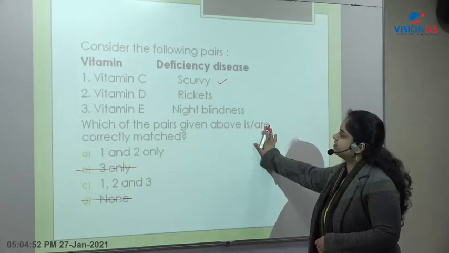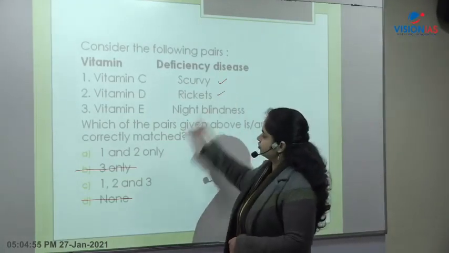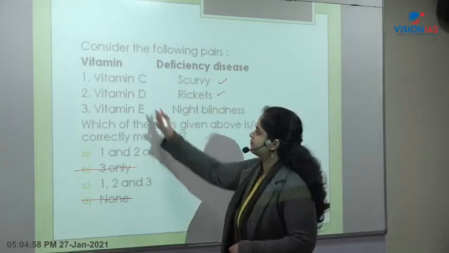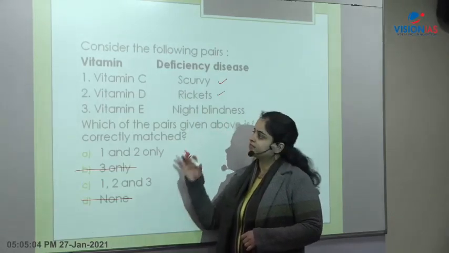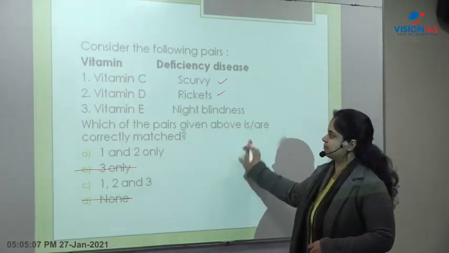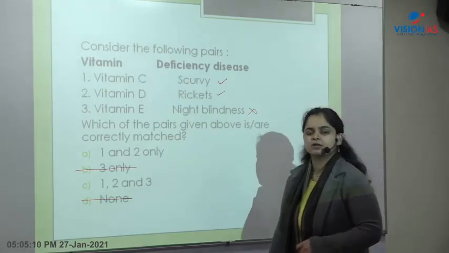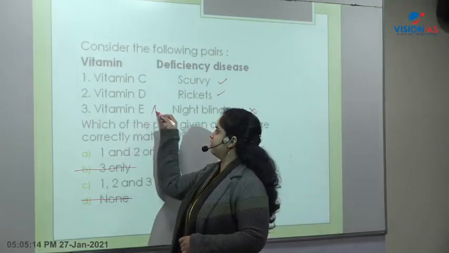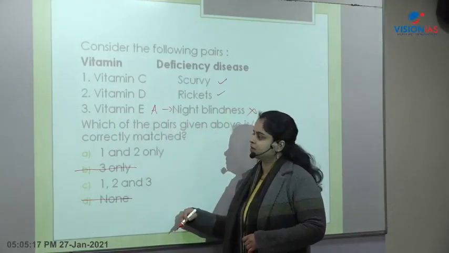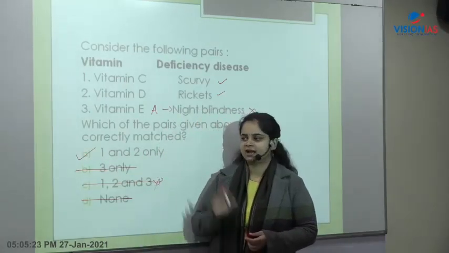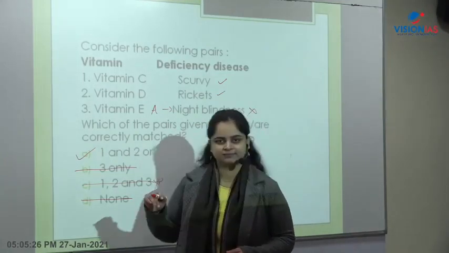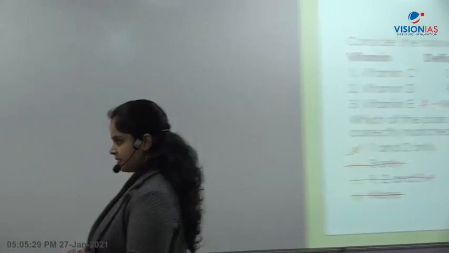Then vitamin D, rickets. This is also correct. So 2 is there in both the options. If you did not know about vitamin D or rickets, still you would have gotten to this answer. The last one, vitamin E and night blindness. This, of course, is incorrect because vitamin A is responsible for night blindness and not vitamin E. So third is incorrect. Answer is A, 1 and 2 only. All of you have got this correct, so very good. Smriti and Raja have also given the correct answer.